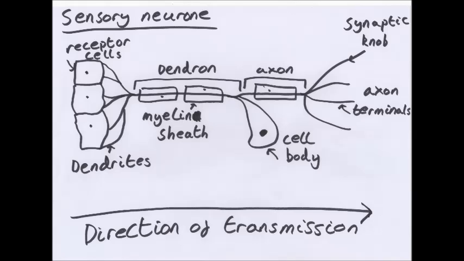And then the axon connects to the axon terminals, which is the end of the axon, which goes to a synaptic knob, which, as you'll see later, is the end of one receptor, and then there's a gap, the synapse, and then the new postsynaptic neuron. On some neurons, anyway, there are myelin sheaths. Now these are just layers of fat, which we'll look at later, which help speed up electrical conductivity. And as you can see, the direction of transmission is from receptor cells to the axon terminals.